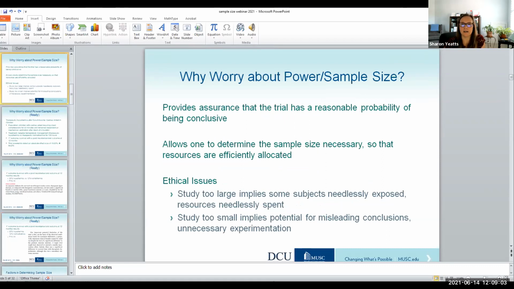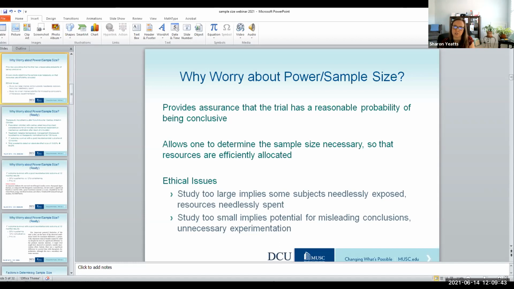Thank you. So why do we worry about power and sample size? From a purely theoretical perspective, we worry about power and sample size because it provides us some level of assurance that when we get to the end of the trial, we have a reasonable probability of a conclusive finding, right? We don't want to spend a lot of effort, spend a lot of resources to get to the end of a study where we're not really sure what the answer is. This allows us to really focus our resources so that we can determine the sample size that's necessary and do a trial just that big, not bigger, not smaller.